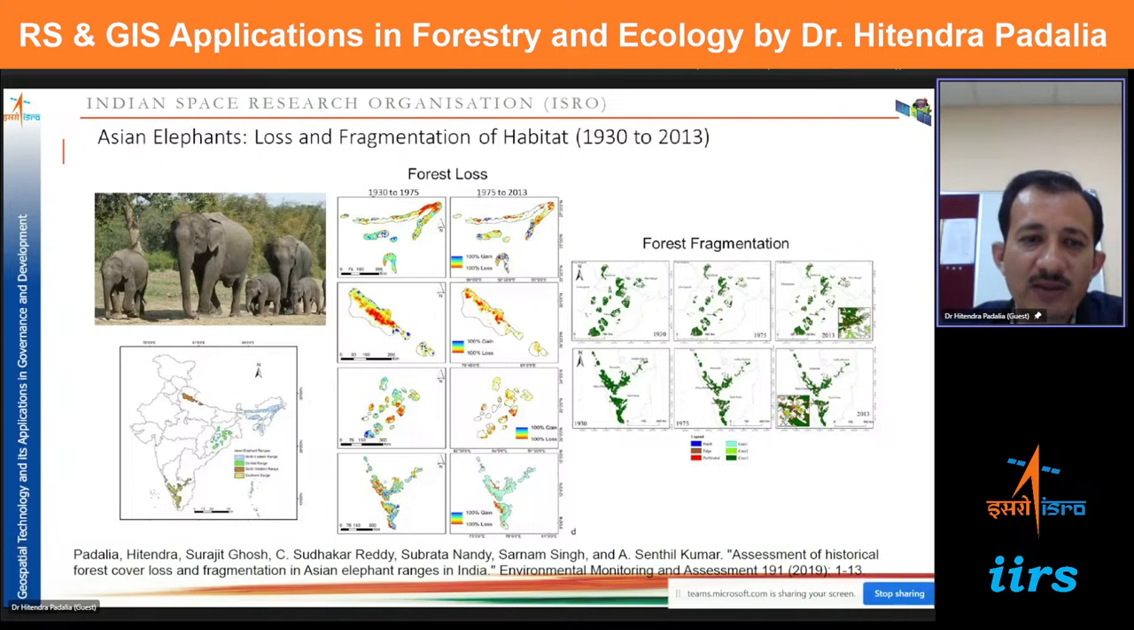So as a result, what happened? There have been many areas like the northeast, as I'm showing here. In the last 80 years, many of the corridors where elephants move, where wild populations of elephants move, have been deforested. And the red color indicates the total deforestation of forest cover. So there are such things happening.